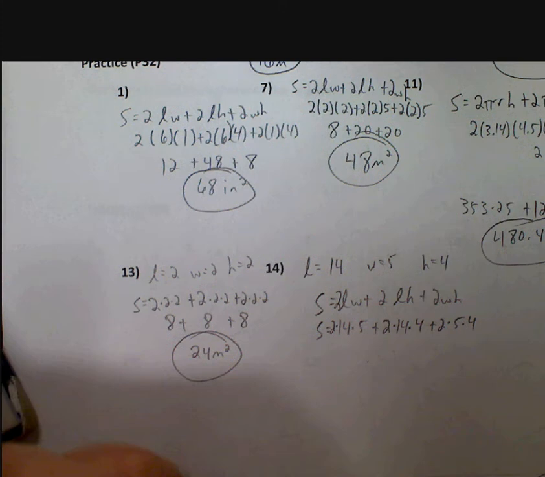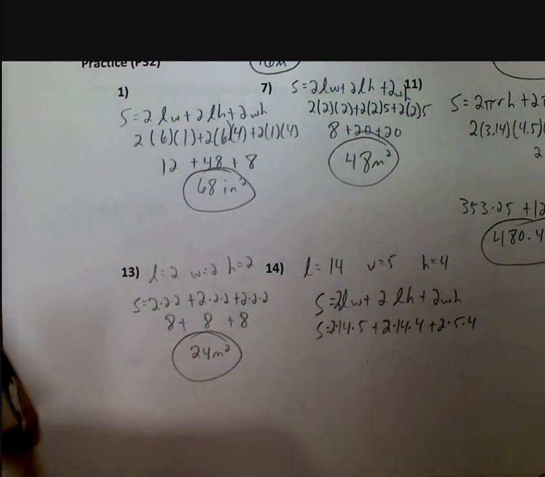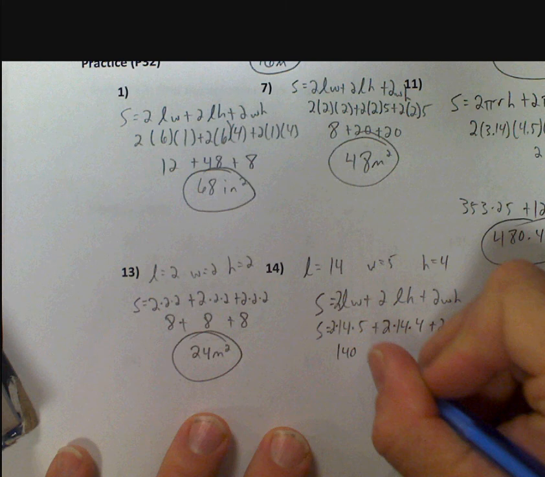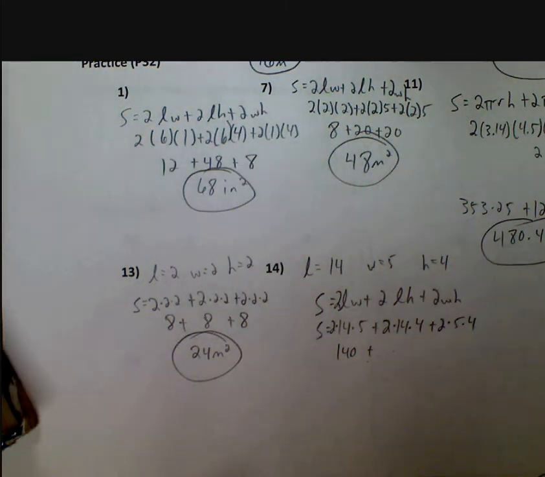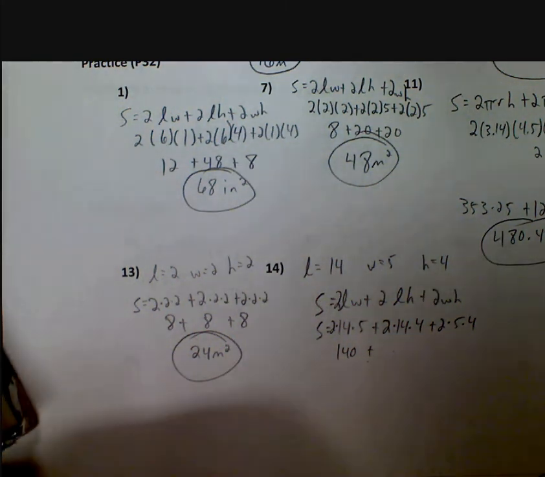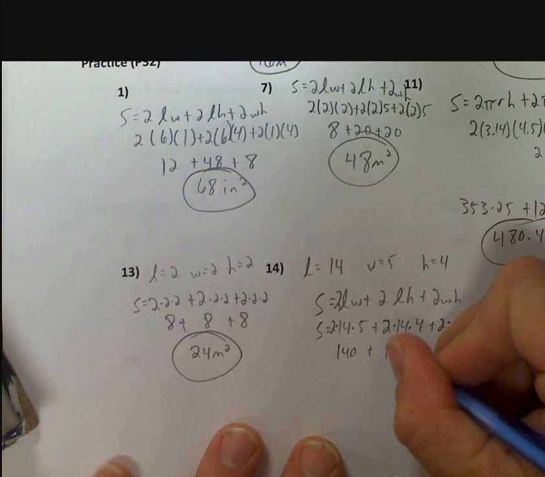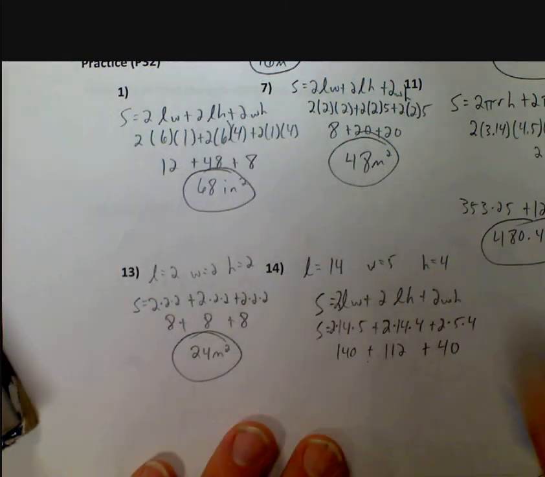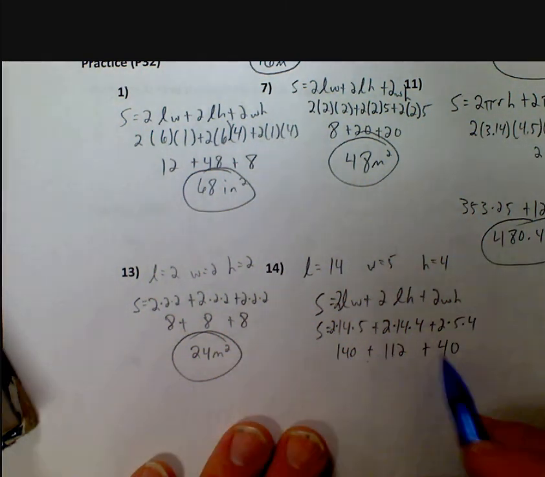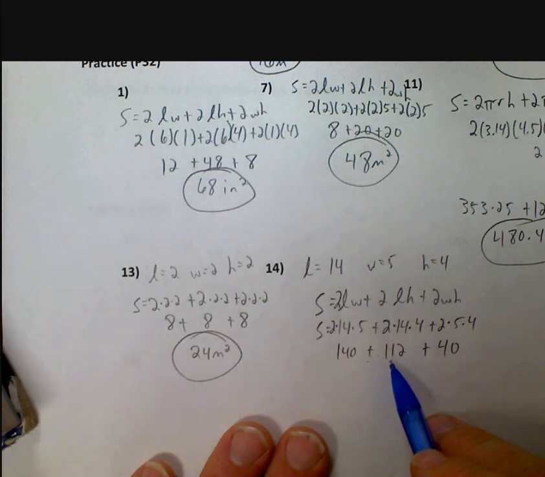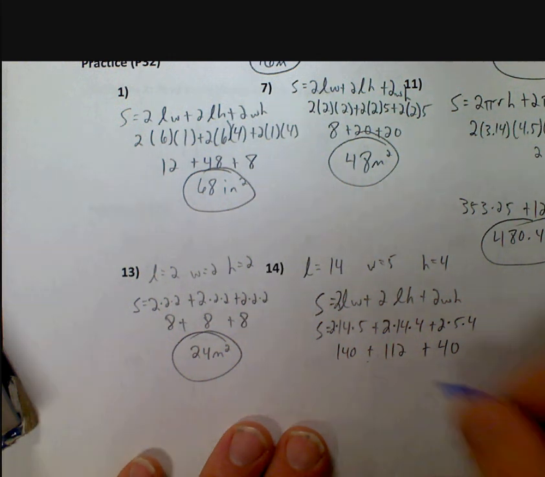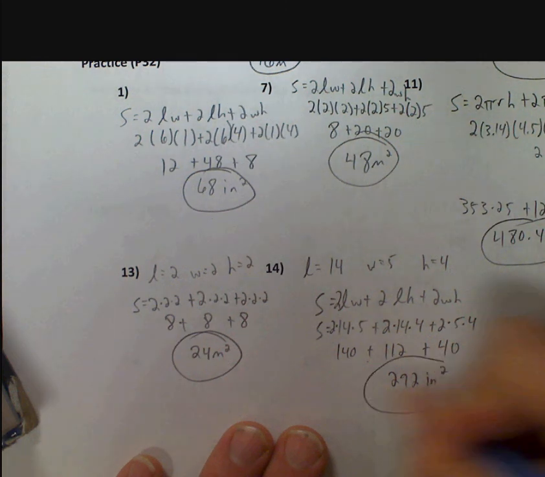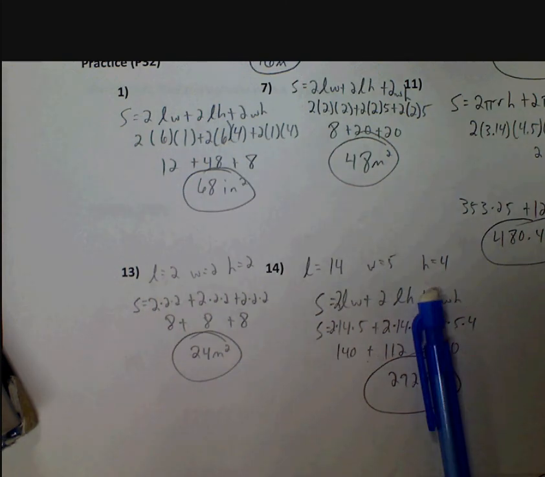2 times 14 is 28. 28 times 5 is 140. 2 times 14 is 28. 28 times 4 is 112. 2 times 5 is 10, times 4 is 40. So that would be 180. That would be 292. That's inches squared.